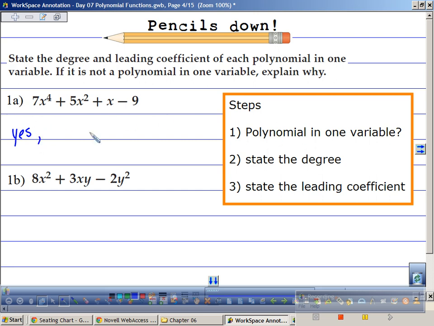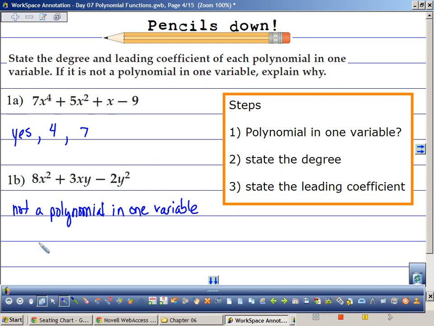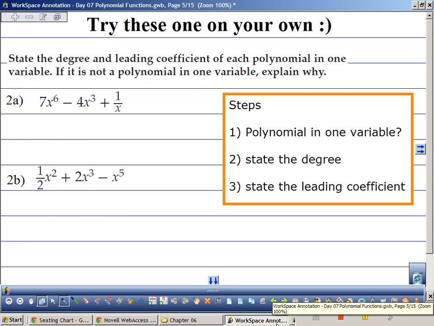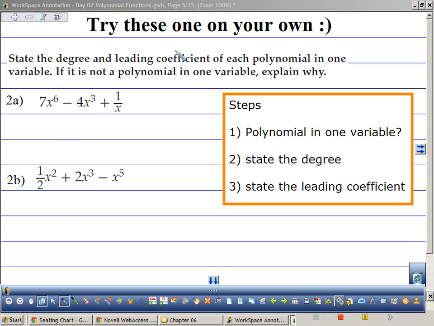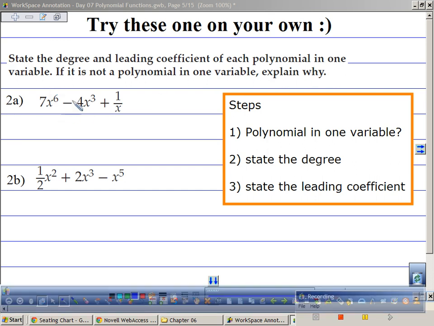That's my first step. My second step is to state the degree. What's the degree of this polynomial? 4. And what is the leading coefficient? Good. Is this a polynomial in 1 variable? Not a polynomial in 1 variable. All right, you guys, questions on these 2? Okay, you guys do these. State the degree and leading coefficient of each polynomial in 1 variable. If it's not a polynomial in 1 variable, explain why.